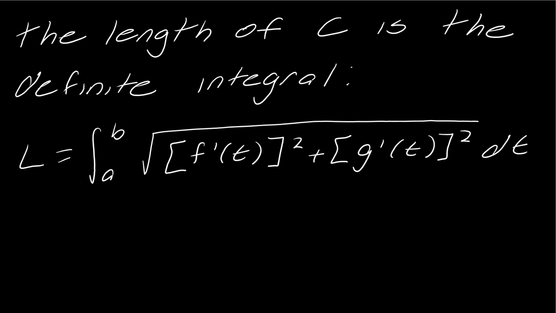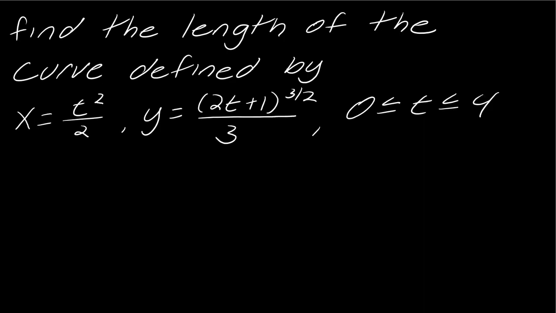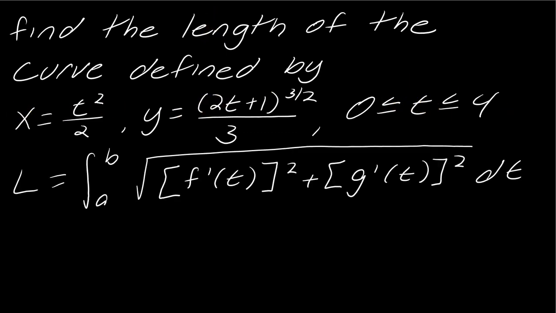And this is actually pretty straightforward to use, so we're going to go ahead and use it. If I want to find the length of the curve defined by x equals t squared over 2 and y equals (2t plus 1) to the 3 halves over 3, and t is between 0 and 4. First things first, I know I'm going to have to take some derivatives so that I can fill in the pieces of this formula.